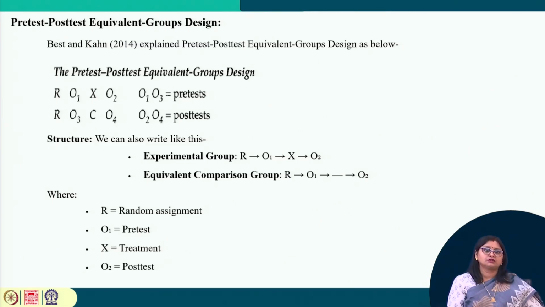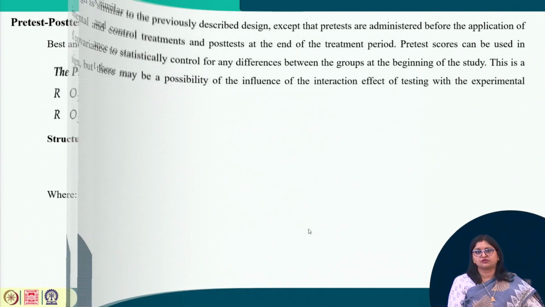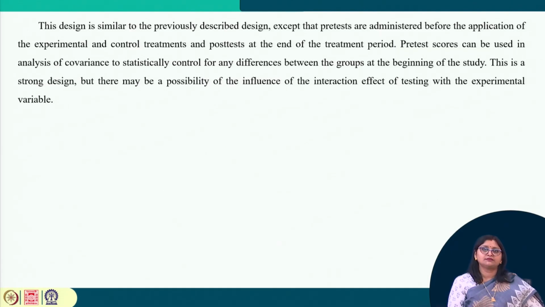Here, the capital R represents random assignment, O1 is the pretest, X is the treatment, and O2 is the posttest. This design is similar to the previously described design, except that the pretest is administered before the application of experimental or controlled treatments, and the posttest at the end of the treatment period. So, the only difference between the posttest-only design and the pretest-posttest design is the pretest. The pretest score can be used in analysis of covariance to statistically control for any difference between the groups at the beginning of the study.